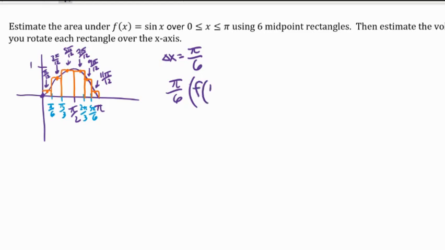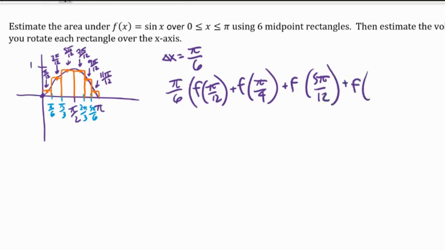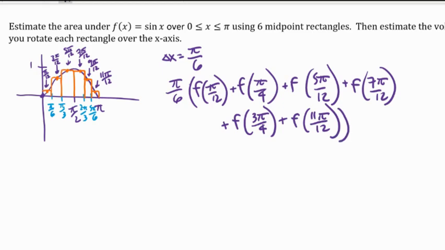So that would be f of pi over 12 plus f of 3 pi over 12, or pi over 4, plus f of 5 pi over 12, plus f of 7 pi over 12, plus f of 9 pi over 12, or 3 pi over 4, plus f of 11 pi over 12. So that is the long way to set this up, and then you could just use a calculator to solve. The shorter way is to use a sigma. So let me show you how sigma works with midpoint rectangles.